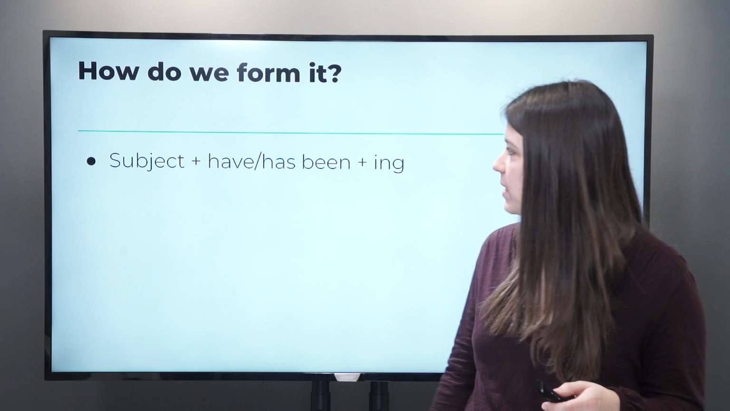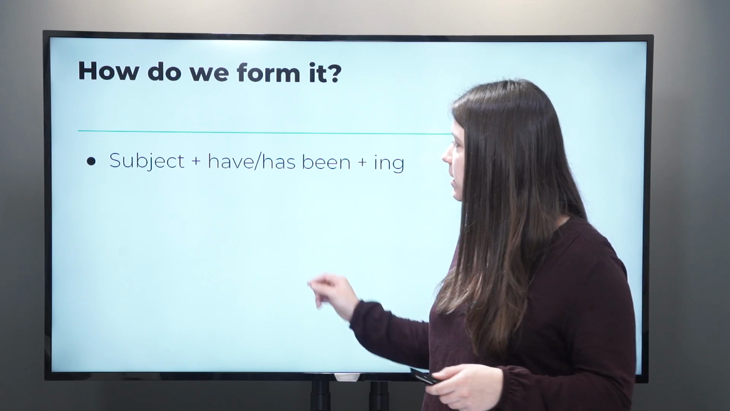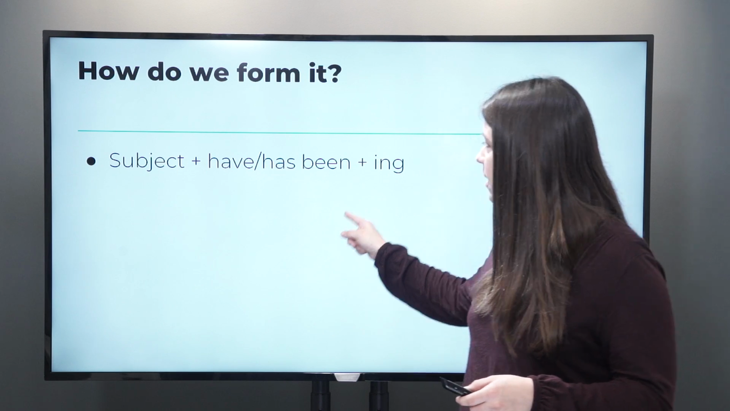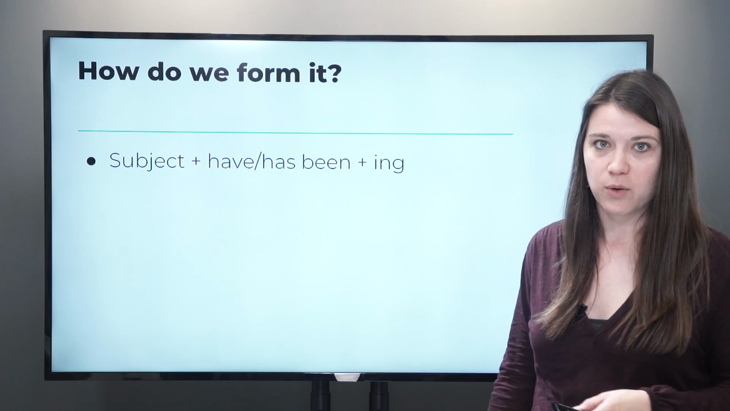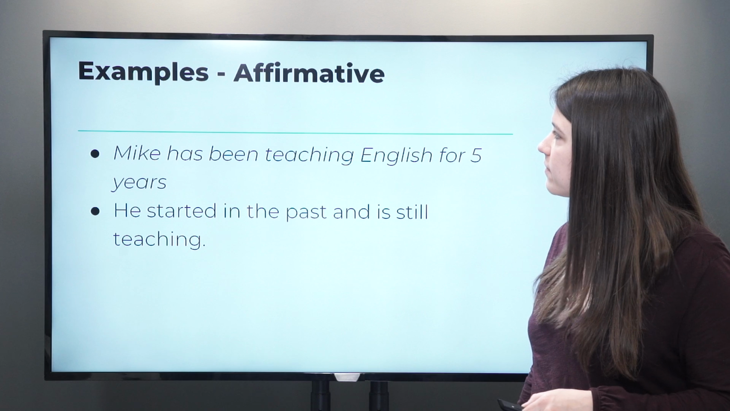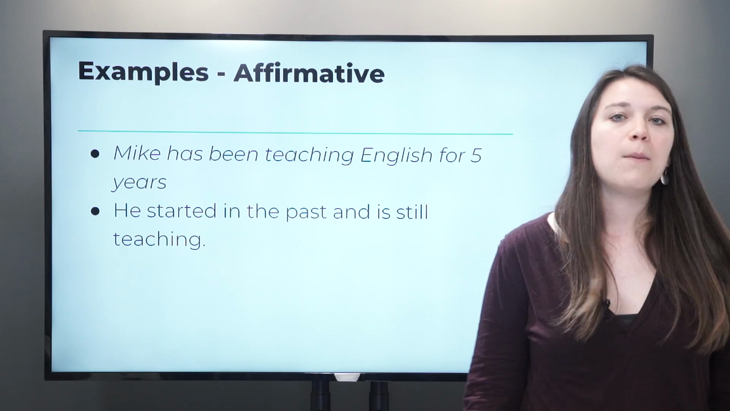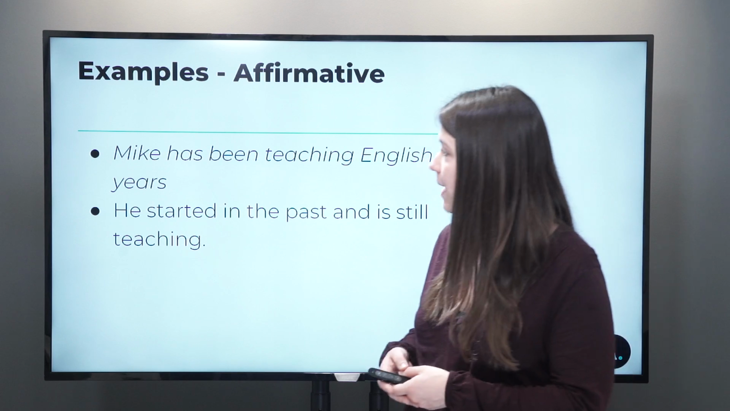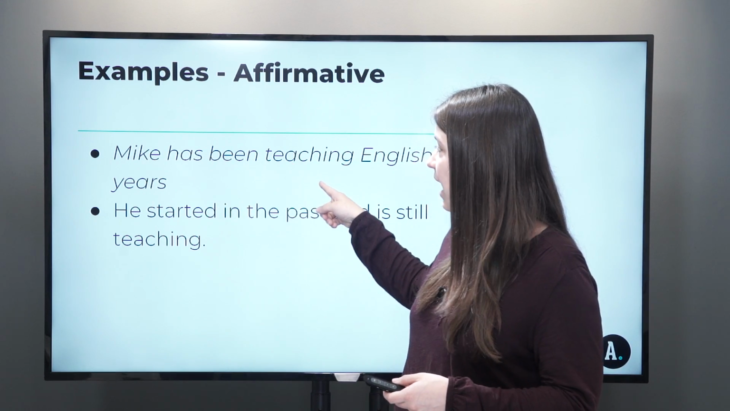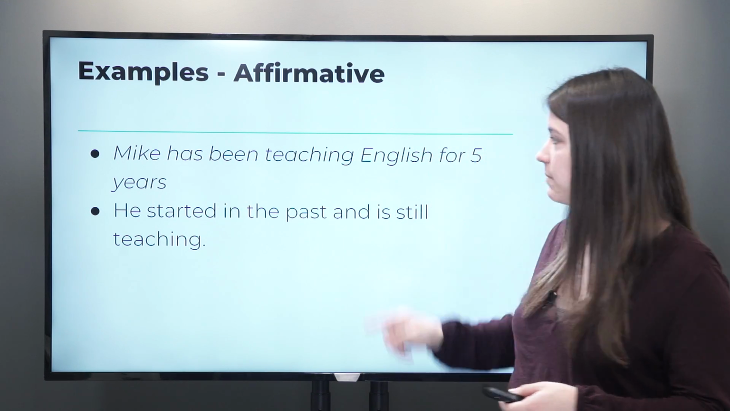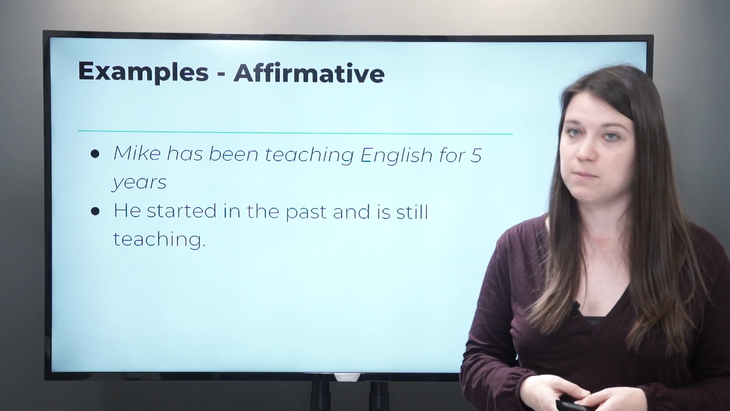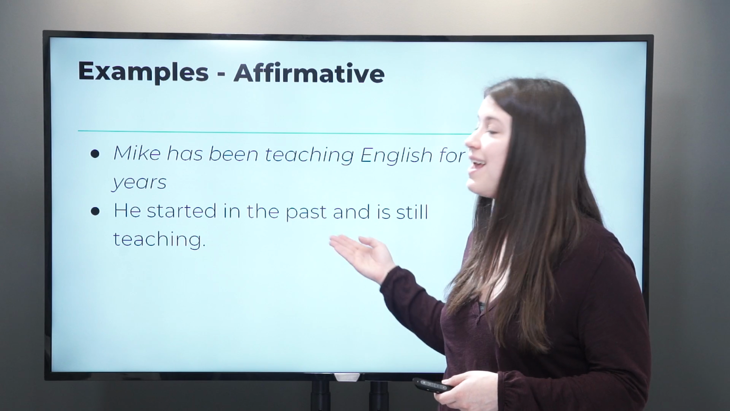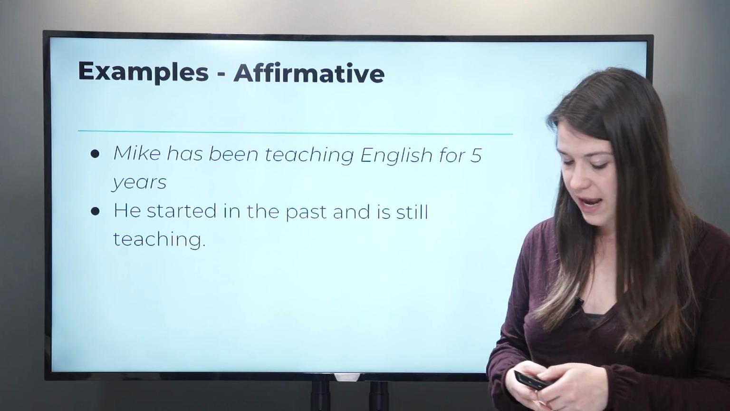Okay, how do we form it? So we have the subject plus have or has, according to the subject, plus been, plus the verb with ing. Okay, so let's see some examples. In the affirmative, Mike has been teaching English for 5 years. So here we have the subject Mike has been plus the ing, teaching, and here we specify the time, 5 years. Mike has been teaching for 5 years. So we understand that he started in the past and he is still teaching today.